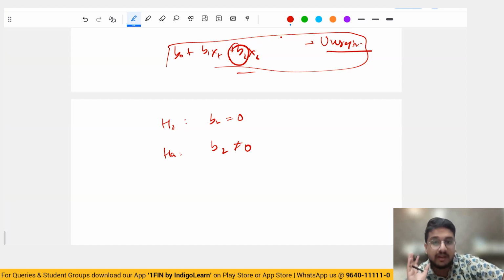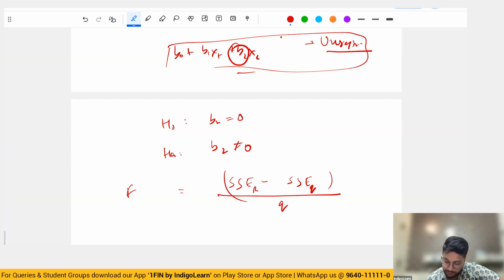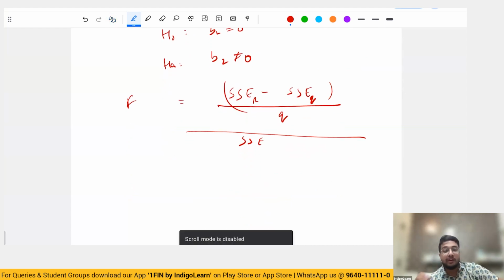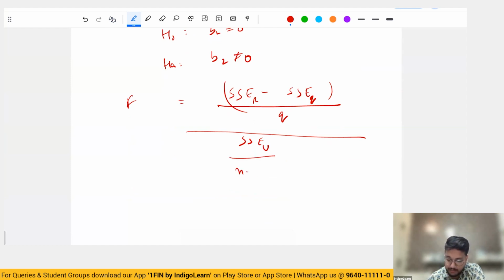इसकी कोई statistical significance है. अब मेरे को f test calculate करना है. तो f test calculate करने के लिए मैं क्या कर सकता हूँ? I can just use this f statistic, which I'm going to write for you, which is SSE for the restricted model minus SSE for the unrestricted model, divided by Q, divided by SSE of the unrestricted model divided by n minus k minus 1.